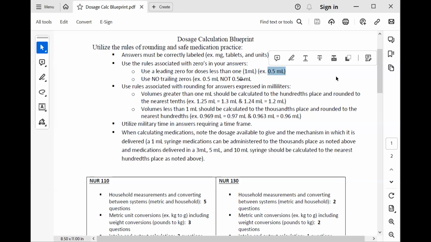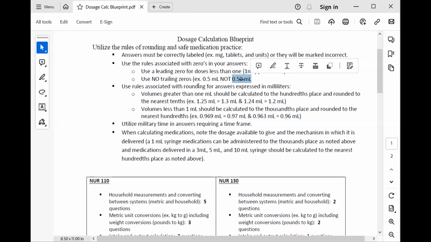I don't know that anyone does that, but do not include that, because depending on who your instructor is or who's grading, they might mark that wrong. And then as far as trailing zeros, notice that the example was 0.5 milliliters, not 0.50 milliliters. You want it to be very clear that it is 0.5, not 0.50. Don't use those trailing zeros.